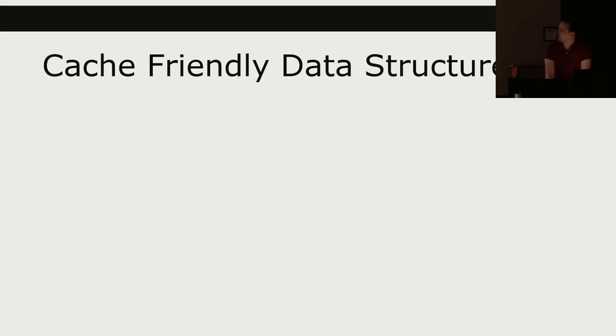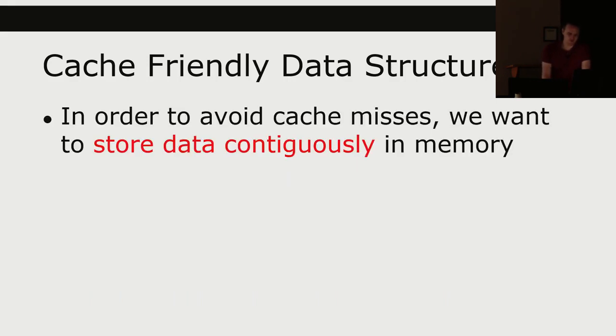So, cache-friendly data structures. In order to avoid cache misses, we want to store data contiguously in memory, right? We have to have those things right next to each other in the array so that the cache can actually get more of them.